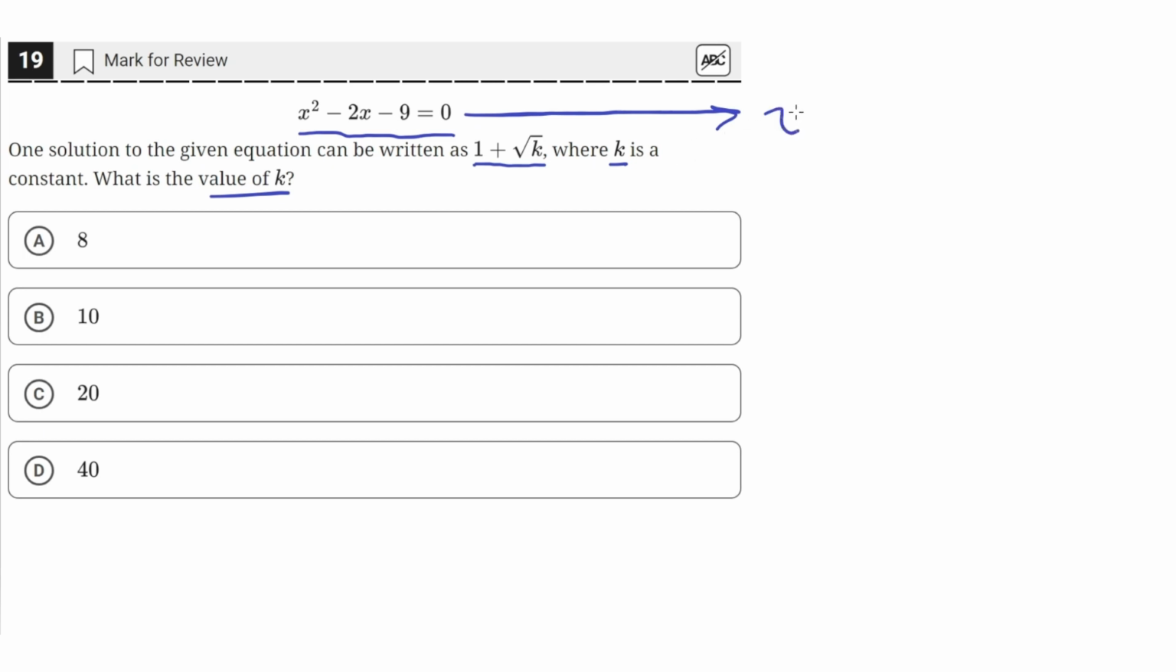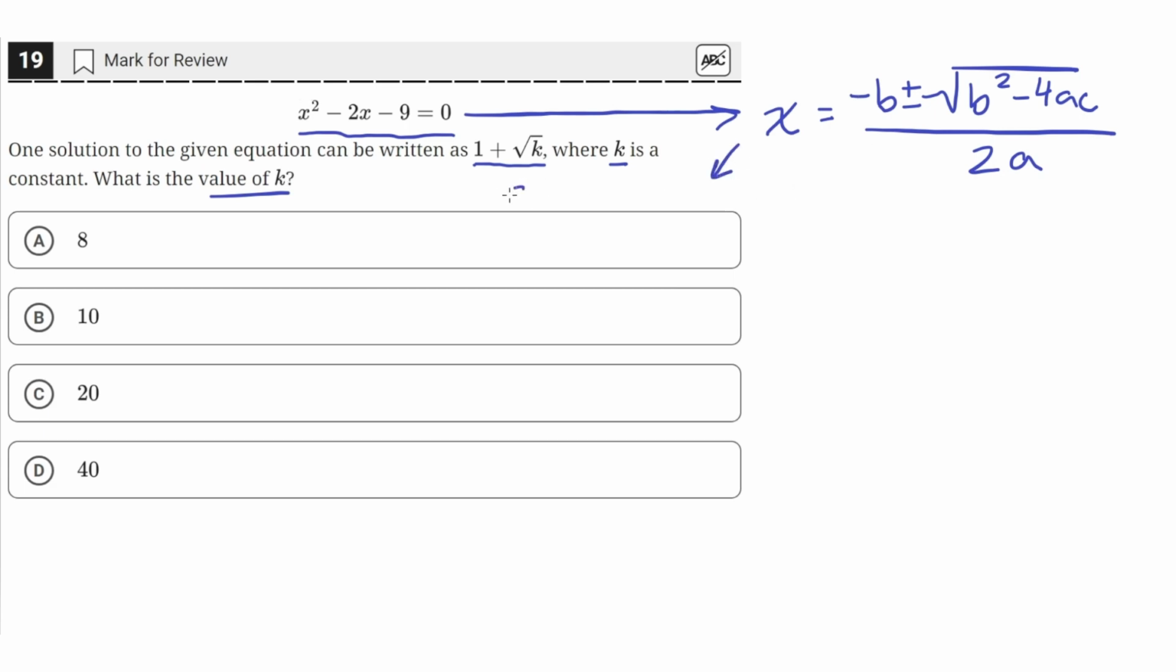So the quadratic formula states that x is equal to negative b plus or minus the square root of b squared minus 4ac, all over 2a, where this is for a quadratic of the form ax squared plus bx plus c equals 0. So here a is going to be 1, since the coefficient of x squared is just 1. b is going to be negative 2, and c is going to be negative 9. Okay, so let's plug that into our formula.